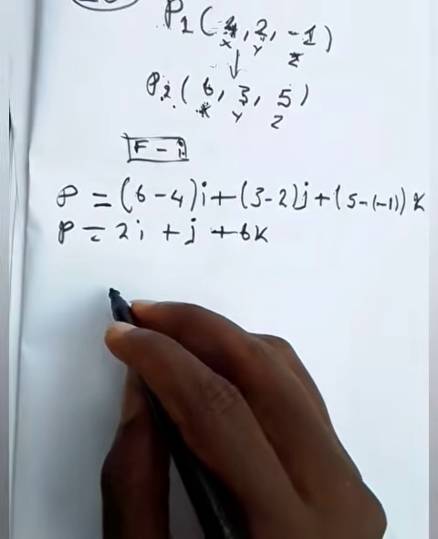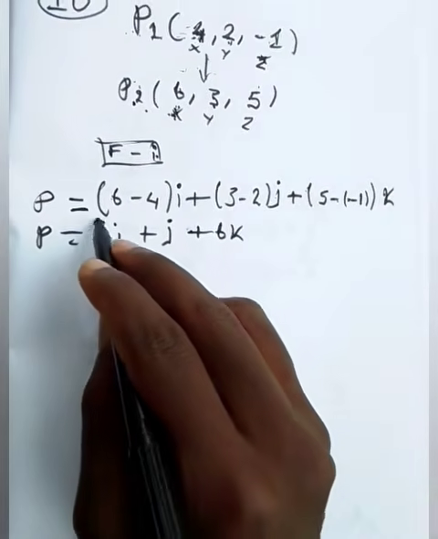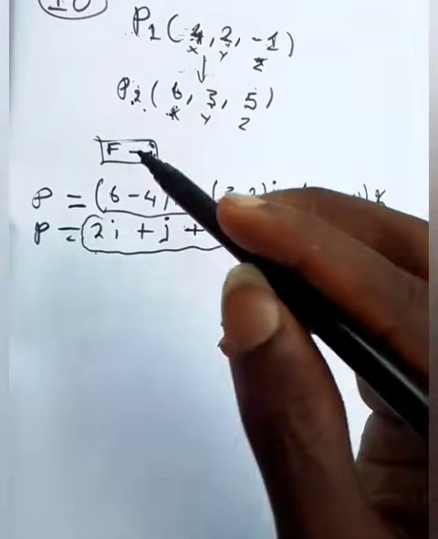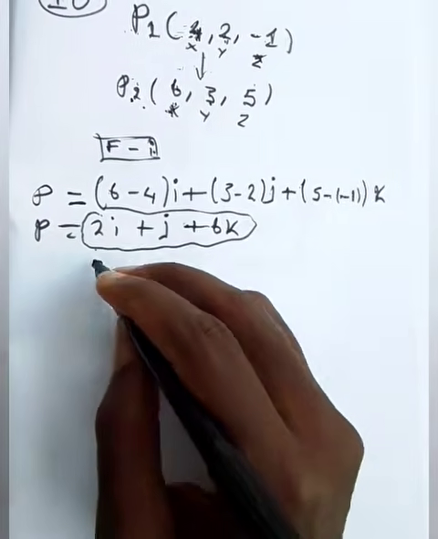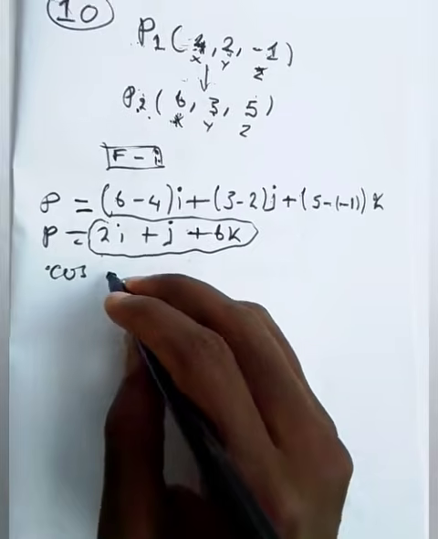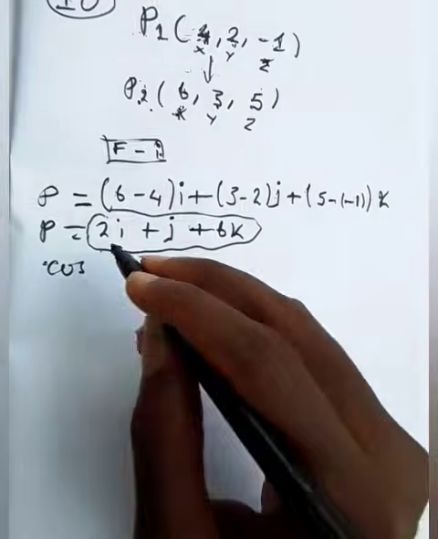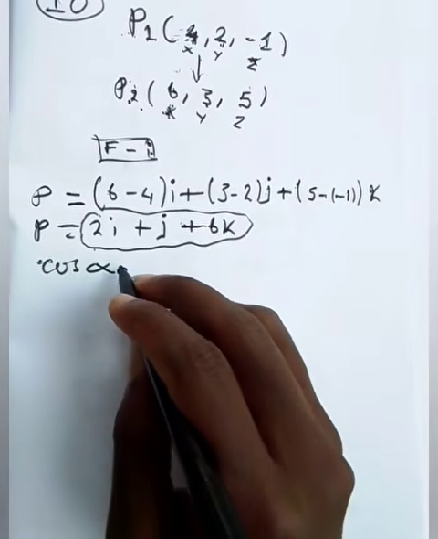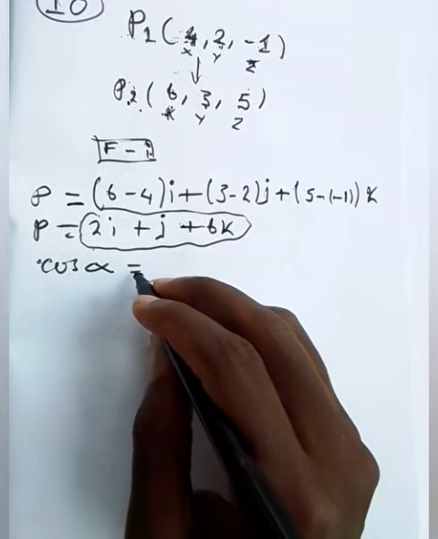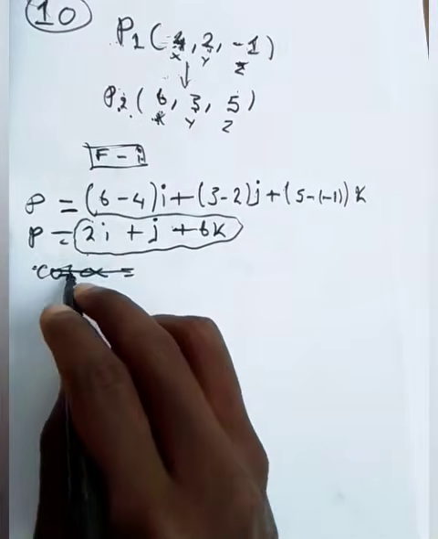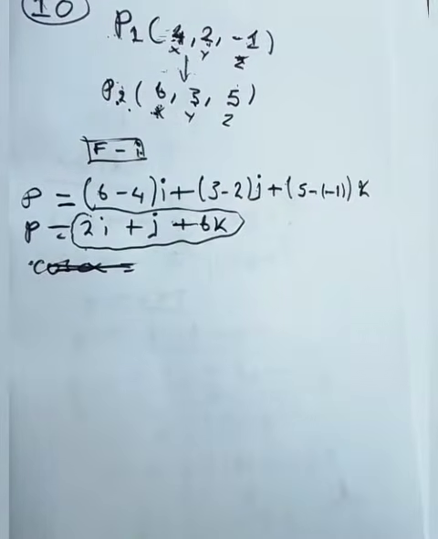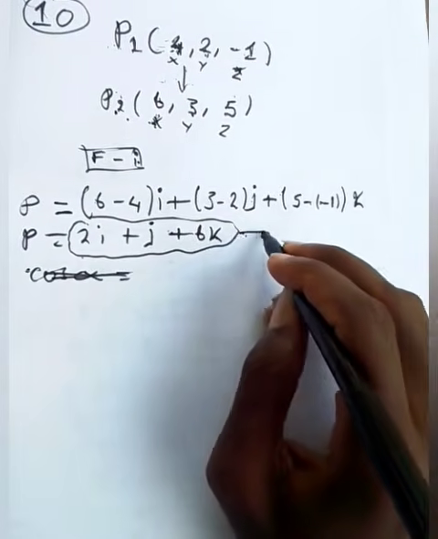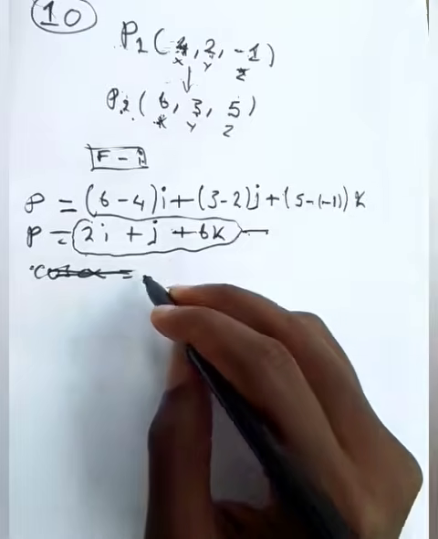Alright, so now we are going to use this vector for our calculations to find the direction cosines. So we start with the one for cos alpha. Now wait, we are going to need the resultant. So let me first find the resultant, then we find the direction cosines. So take note of this one. This is what we are going to be using.